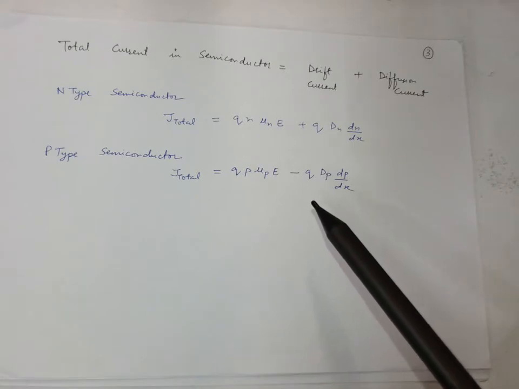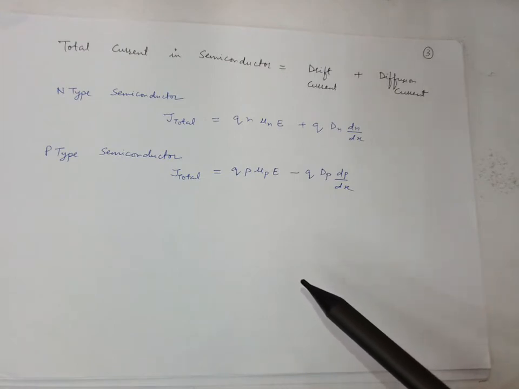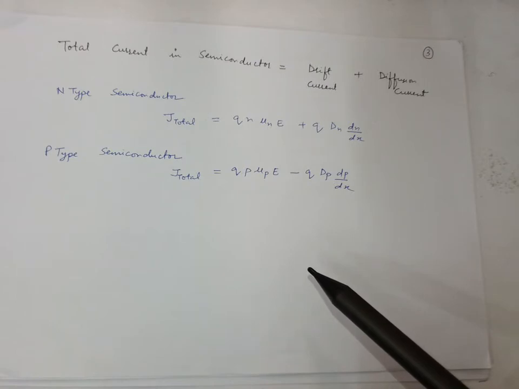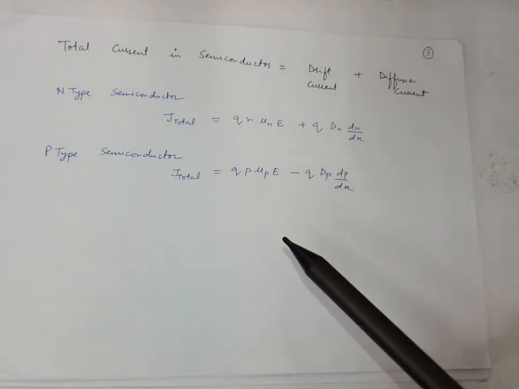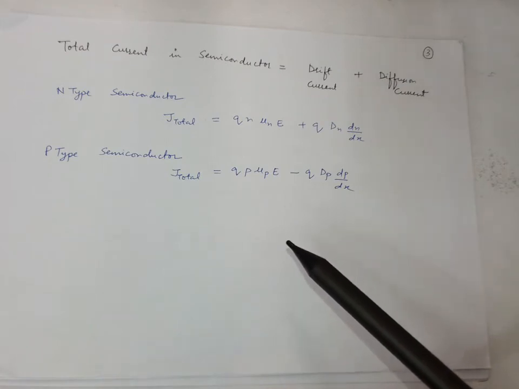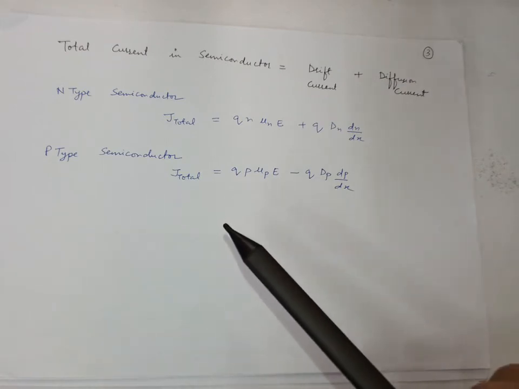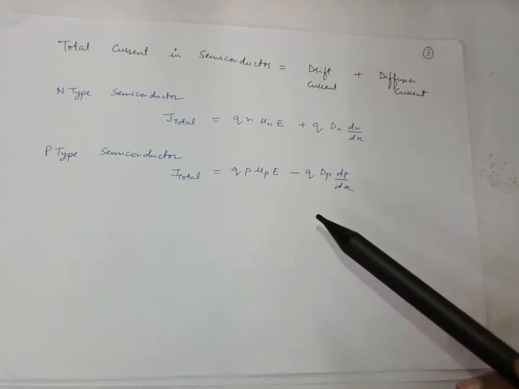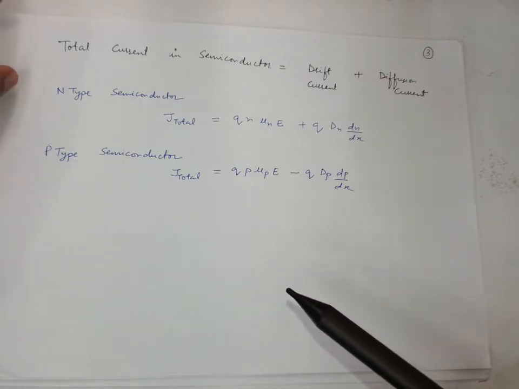So up till now we are in a position to calculate the total current developed in semiconductors, and I have also categorized it. I have given you the formula for n-type and also for p-type semiconductors. So till now we have calculated the drift current and diffusion current. We have added both currents to find the total value of the current in the semiconductors.